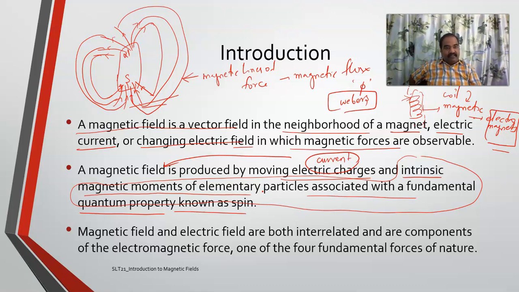If charges are there, whether they are moving or stationary, they develop an electric field. And if they are moving, they can develop a magnetic field also. So charges, whether stationary or moving, can develop electric fields, and if they are moving, they can also develop magnetic fields. Which means that electric fields and magnetic fields are interrelated. And these are components of electromagnetic force, which is one of the 4 fundamental forces of nature.